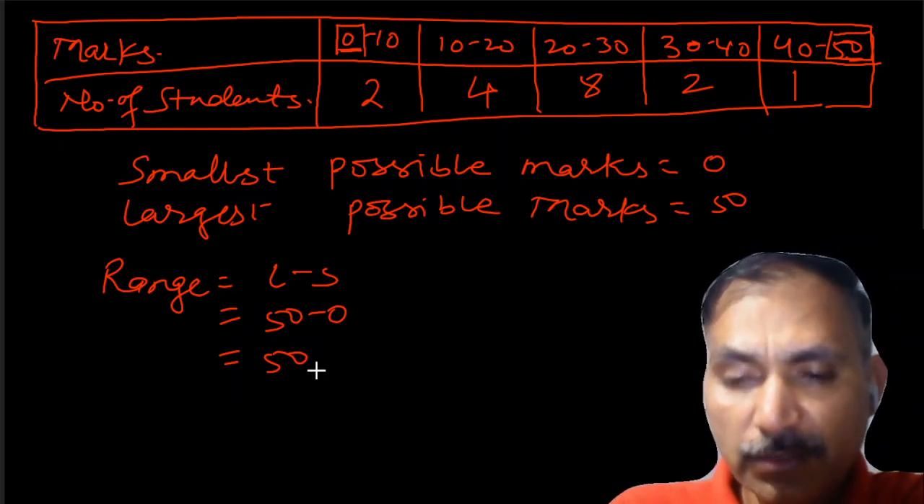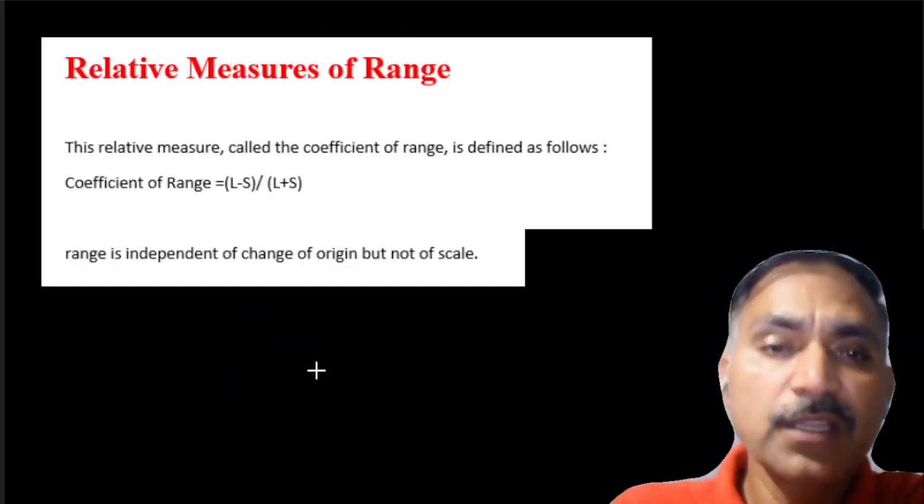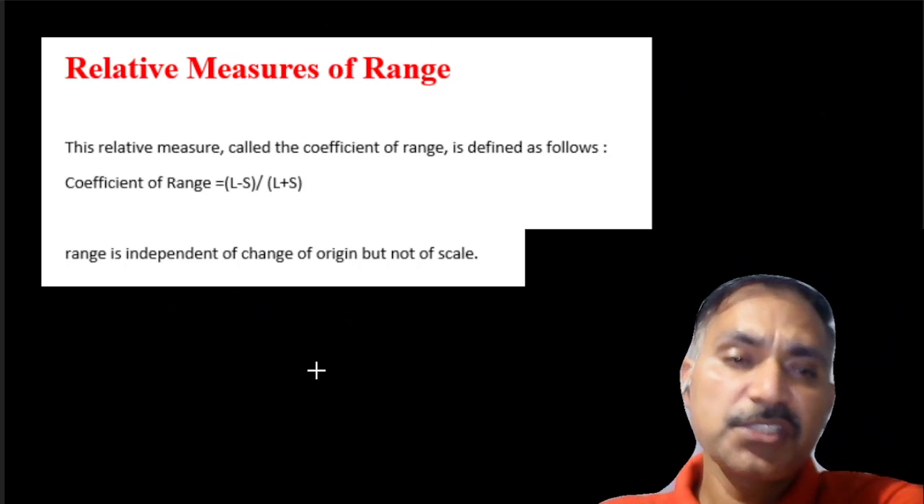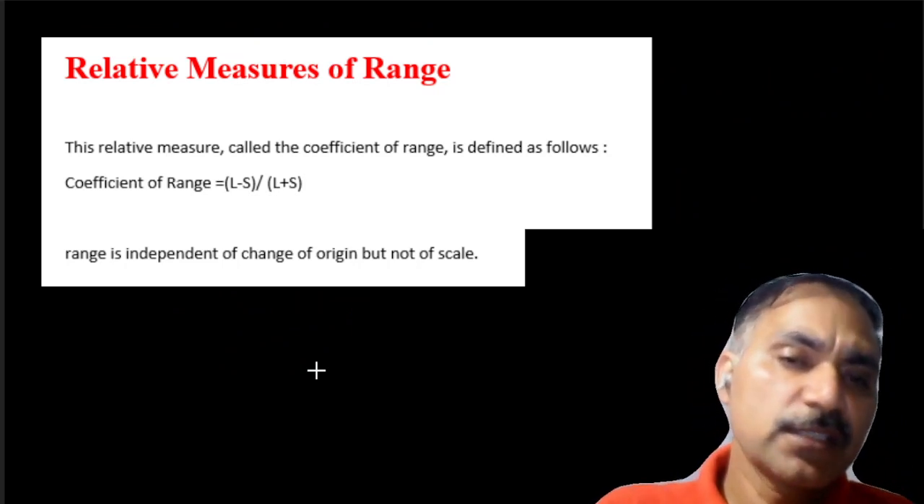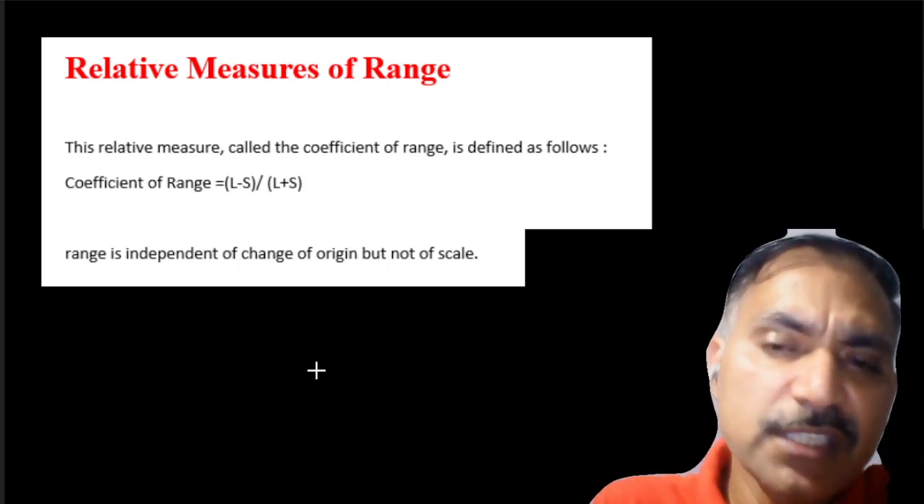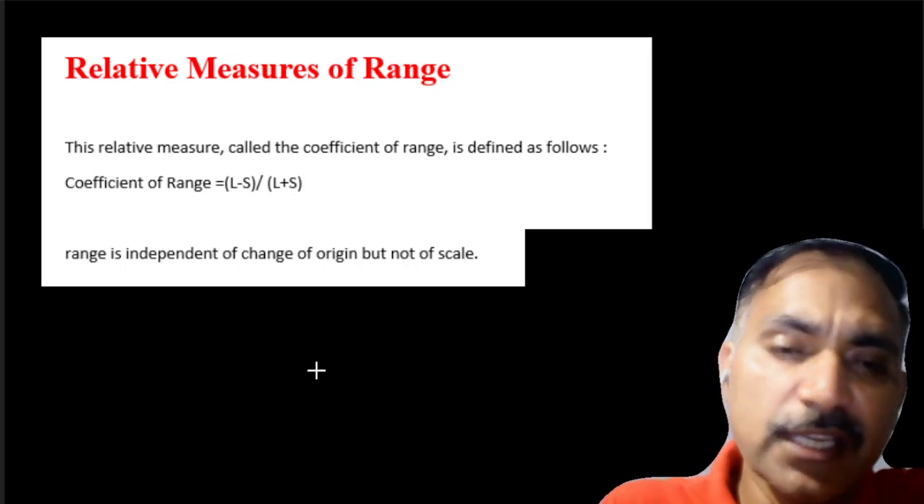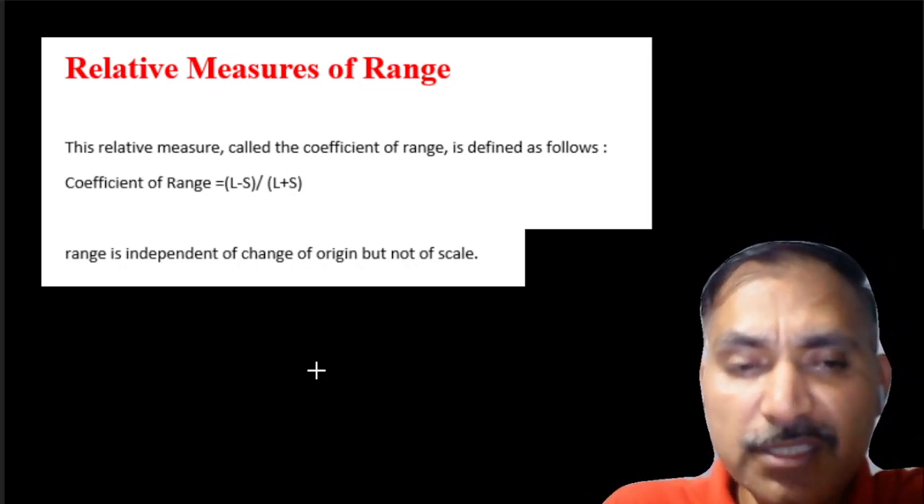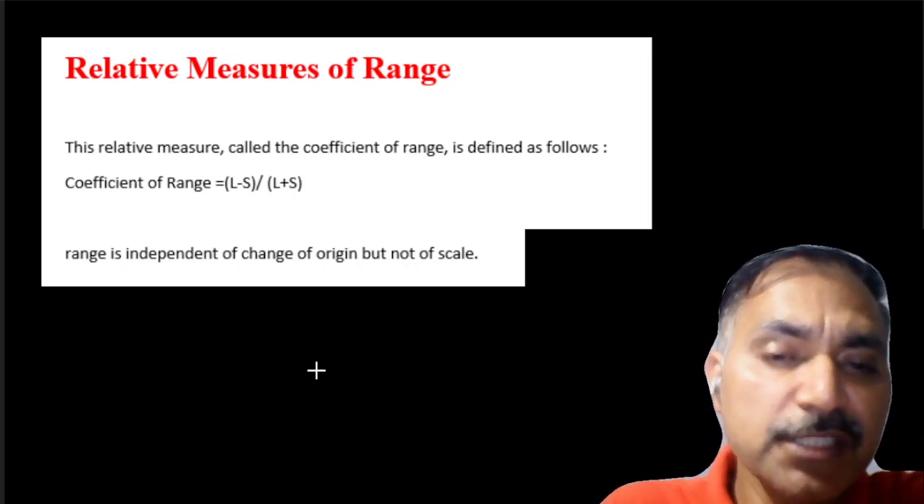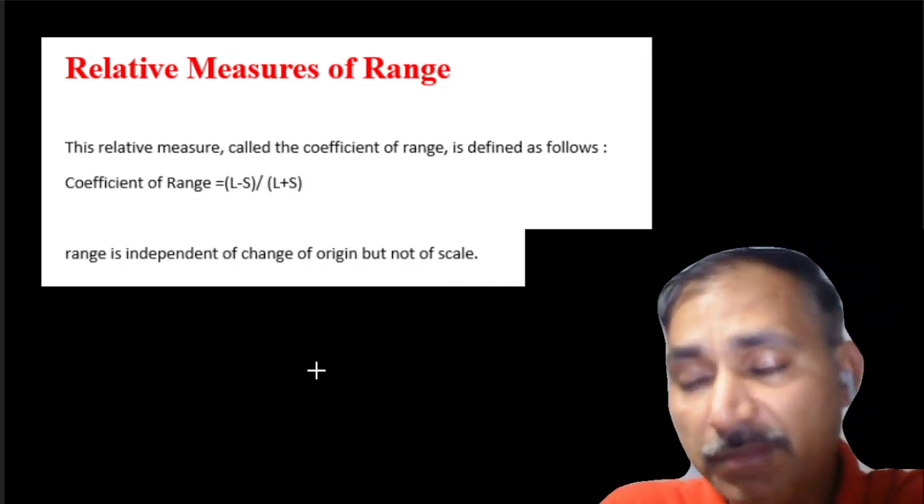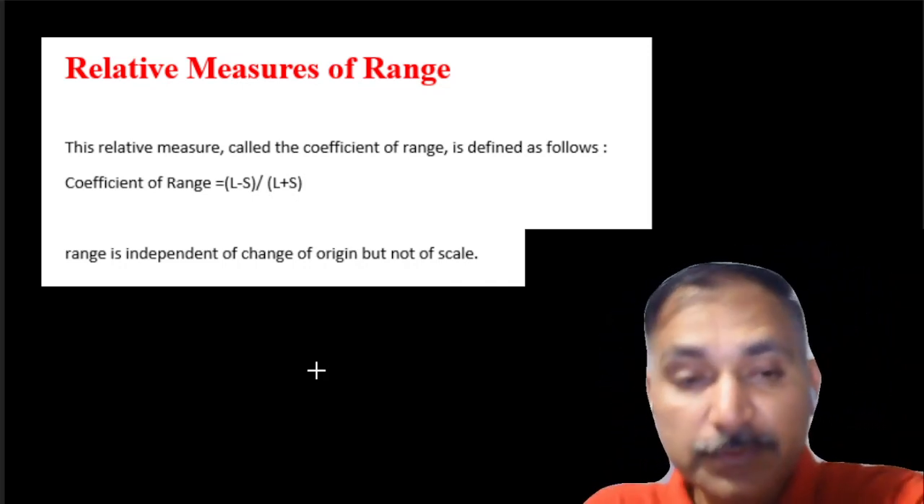Let us go to the next. The relative measure of range is called the coefficient of range. It is defined as the coefficient of range, that is L minus S divided by L plus S. Range is independent of change of origin, but not of scale. We will be doing that later on.